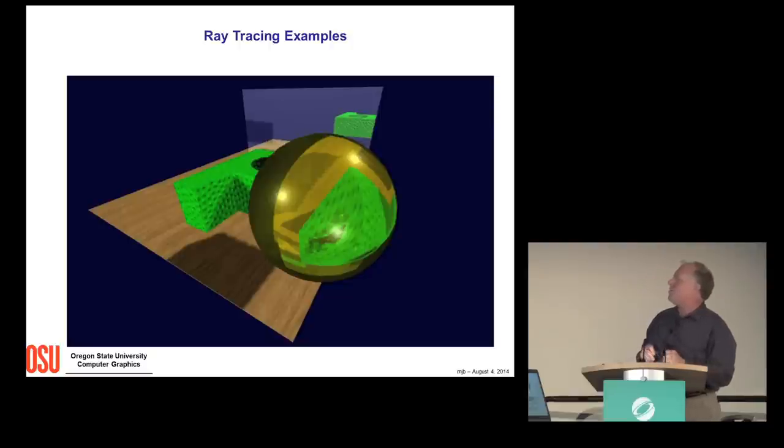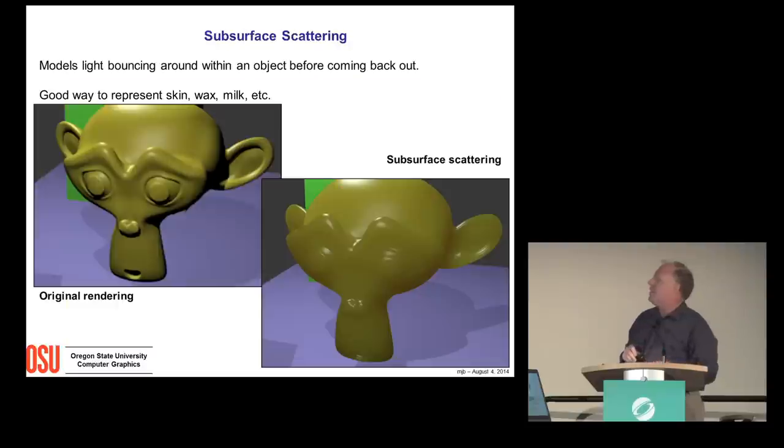There's another object called subsurface scattering. You notice that the ambient diffuse specular model makes things kind of have a plasticky look. A lot of things don't do that. Skin, you know, milk, wax. What they do is they take light. Light bounces around inside them and comes out somewhere else. And there are ways of mathematically modeling that, and you get things like this, kind of a waxy impression, and that's called subsurface scattering.